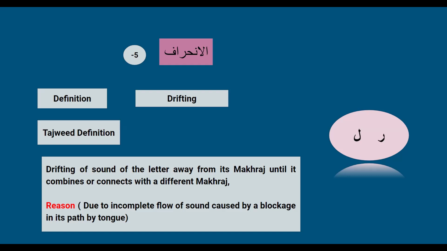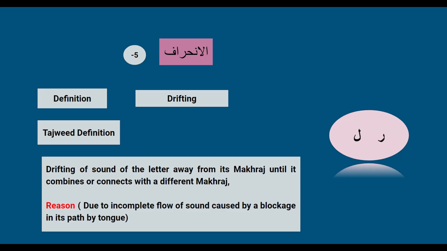When it comes to the tajweed definition, it means drifting of the sound of the letter away from its makhraj until it combines or connects with a different makhraj. And the reason is due to incomplete flow of the sound caused by a blockage in its path by the tongue. And this inhiraf is applied to the two letters ra and lam.